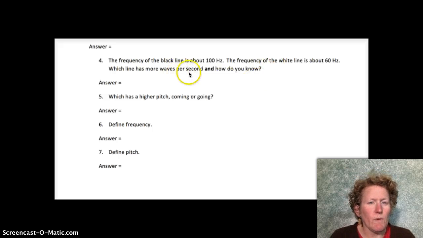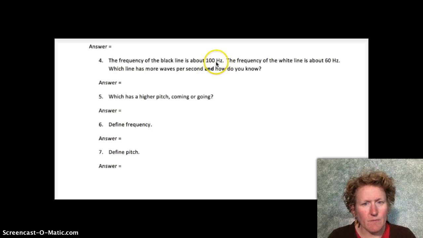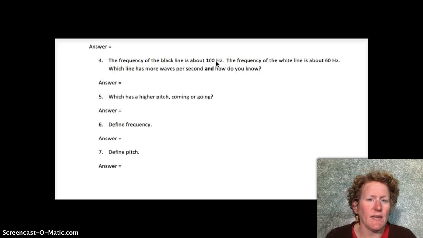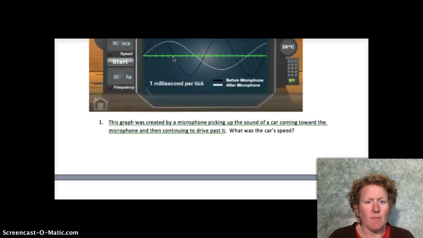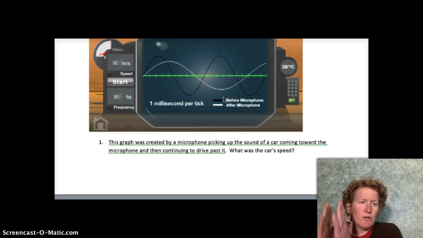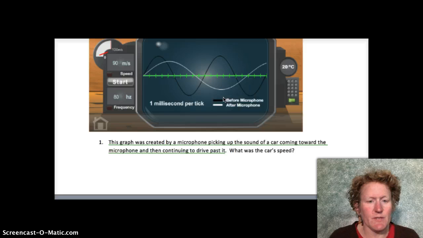Which line has more waves per second, and how do you know? Well, we know that hertz means cycles per second, or wavelengths that go by every second. So if this has a higher hertz, more waves are going by every second on the black line. And remember, the black line is before the microphone. Those waves are getting pushed closer together relative to the observer.